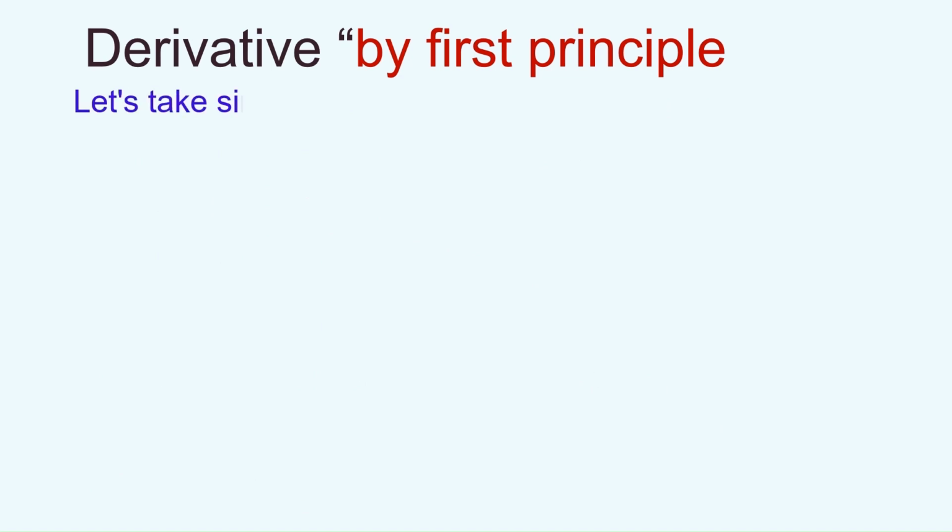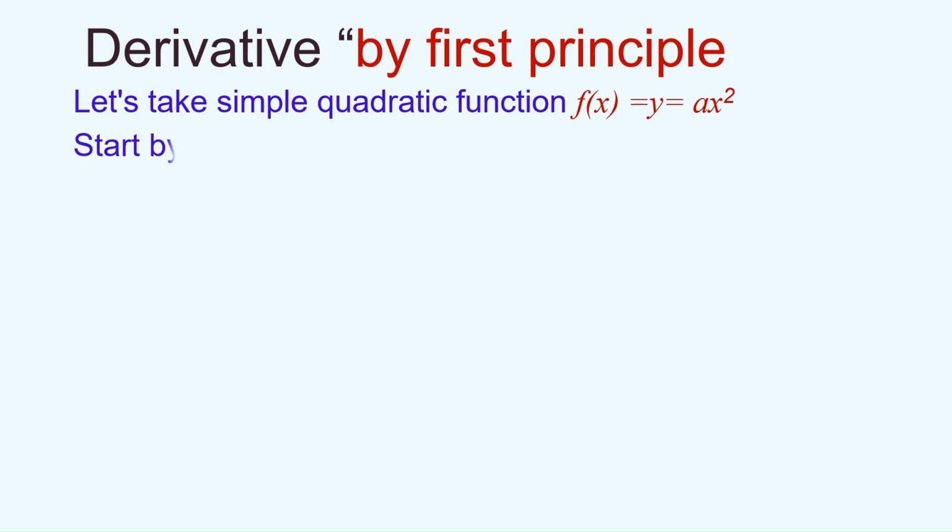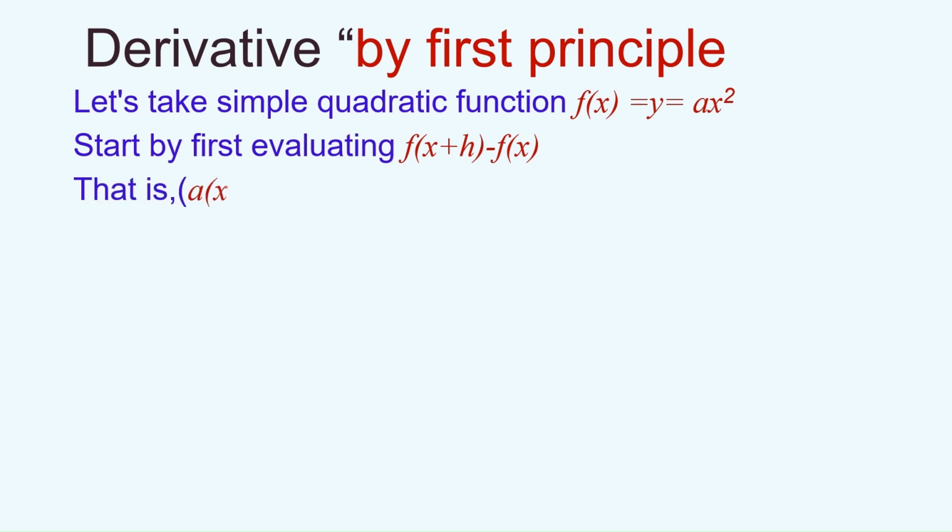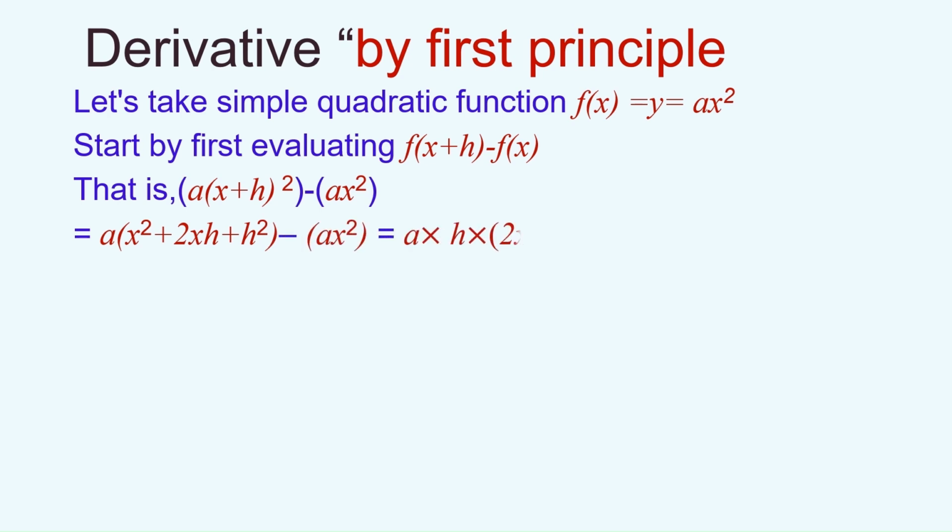Derivative by first principle. Let's take a simple quadratic function f(x) = y = ax squared. Start by first evaluating f(x + h) - f(x). That is, a(x + h) squared minus ax squared equals a(x squared + 2xh + h squared) minus ax squared equals a times h times (2x + h).